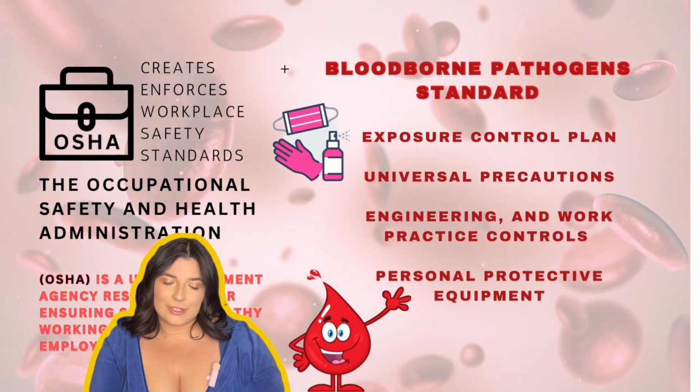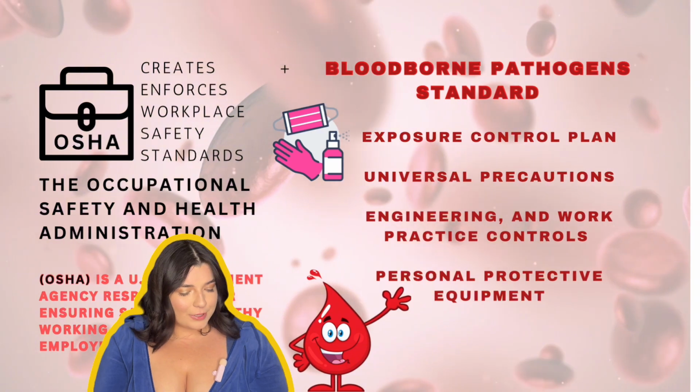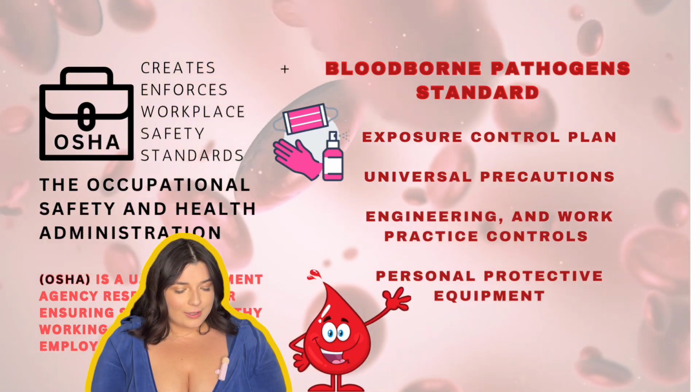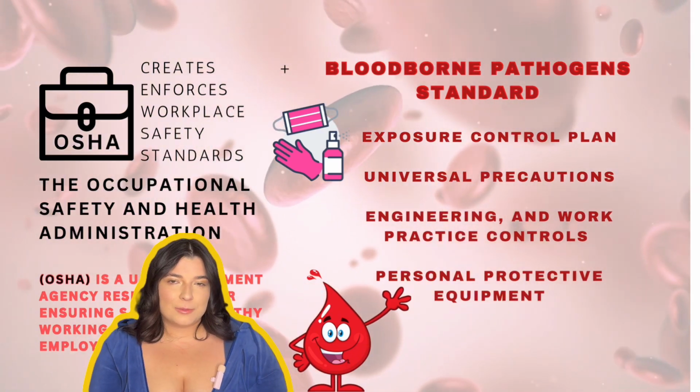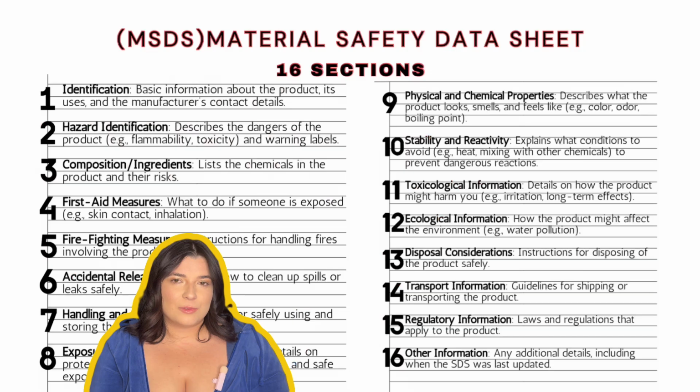Engineering and work practice controls. Then the last one is going to be the PPE, personal protective equipment. Employers have to provide gloves, gowns, anything that you need to protect yourself in the workplace.